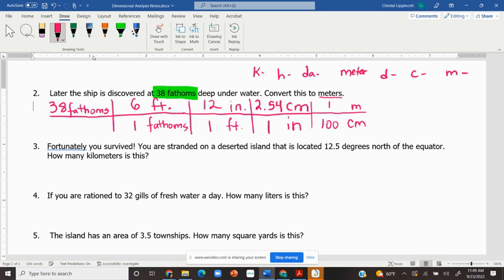And you could create one, because you could go 1 meter, and then you could move the decimal point 2 spots and create that conversion factor. Okay.